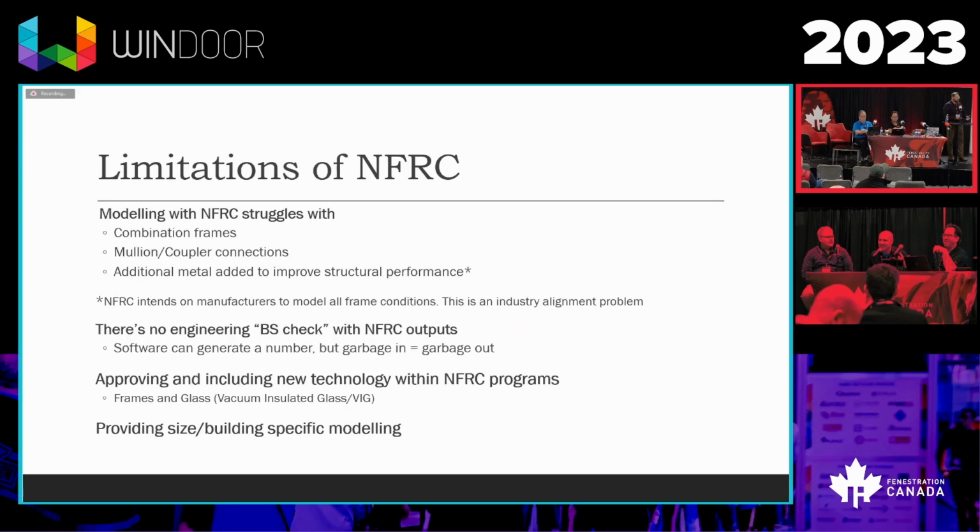So then it comes to, can we even use those values? Can we do something with it? Because there are limitations with NFRC. I'll touch on these a little bit later, but modeling with NFRC, there are some things outside the scope: combination frames, mullions and couplers, additional metal that's added to improve structural performance. From an NFRC standpoint, if within the actual frame itself or sash, it has a piece of reinforcement or a piece of insulation, that's a new product line.